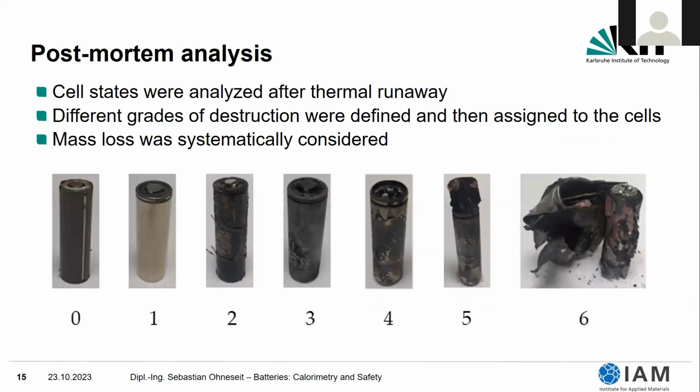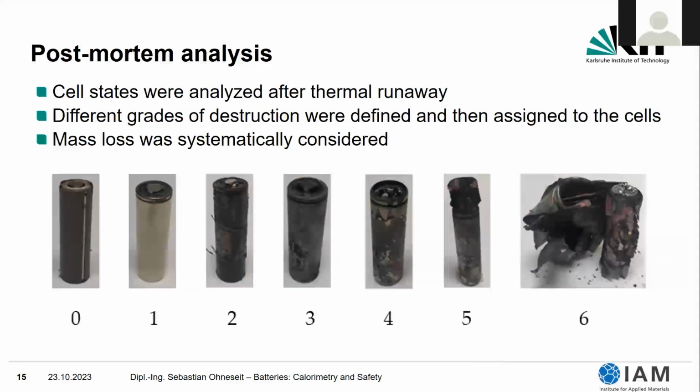So at the end of each experiment, beside a lot of data, we have some destroyed cells. And so we had a closer look at those cells and did a post-mortem analysis and started to give categories for the different states of the cells that we found. Therefore, we assigned different grades of destruction to the cells, and also we systematically looked at the mass loss.